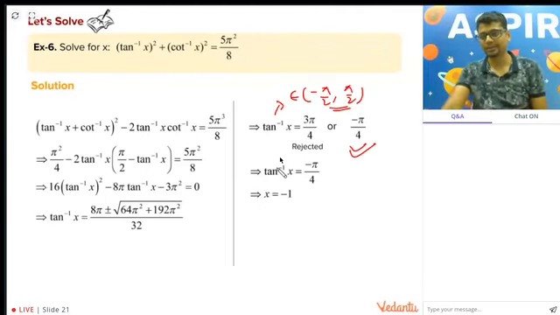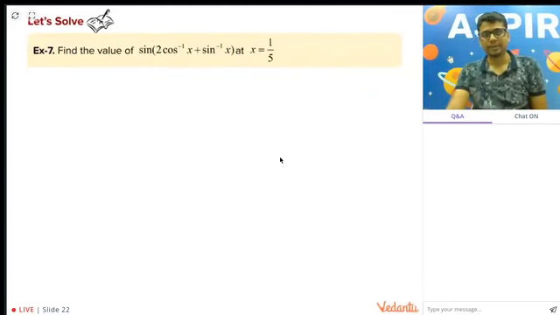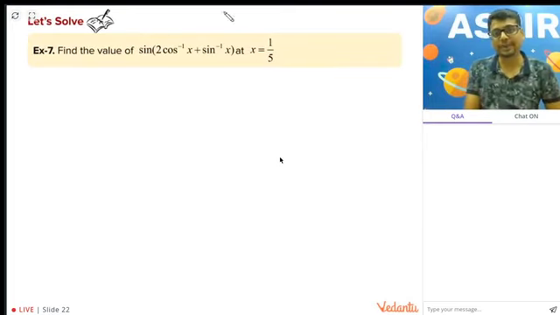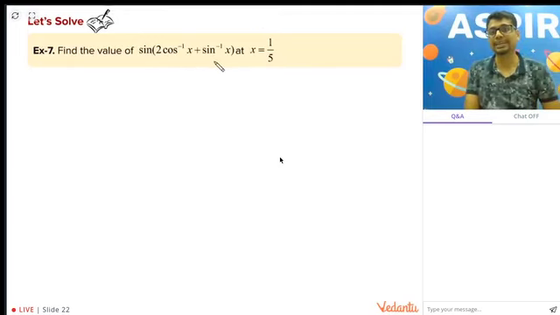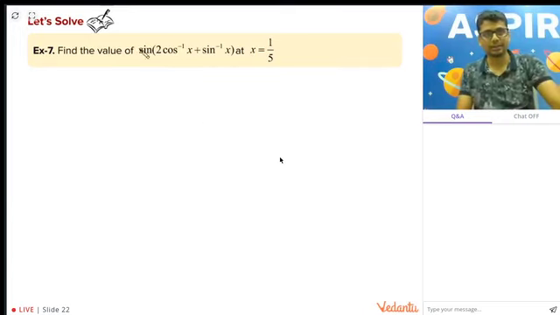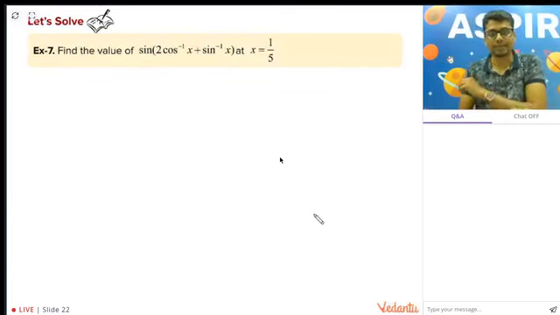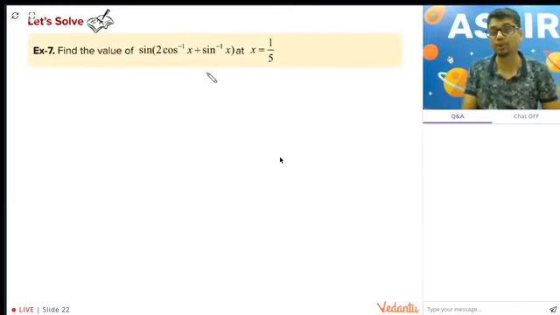Right? That's it. Now what about this? Everyone please pay attention. Sine of 2 cos inverse x plus sine inverse x at x equal to 1 by 5. Let me do it this way, because otherwise I don't get to know the time. So sine of 2 cos inverse x plus sine inverse x at x equal to 1 by 5, right? This is what I have been asked. So what clicks?